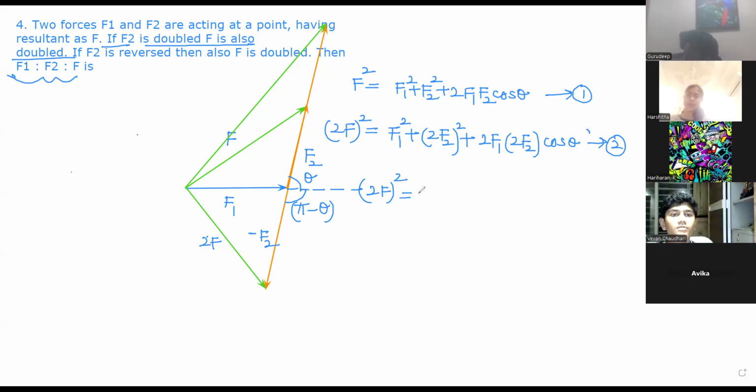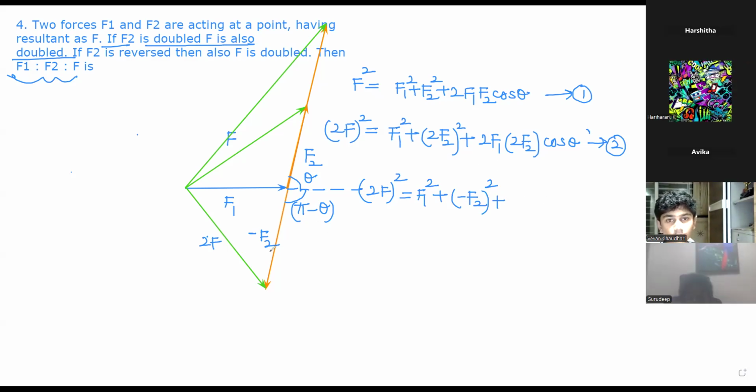2f whole square is equal to f1 square plus f2 whole square plus, how much? Magnitude is f2, right? Sorry, minus f2 will not come. It is magnitude only, so we are interested in magnitude. So this is 2 f1 f2 cos 180 degrees minus theta. This is the third equation.